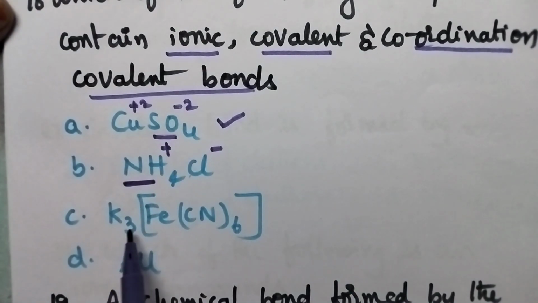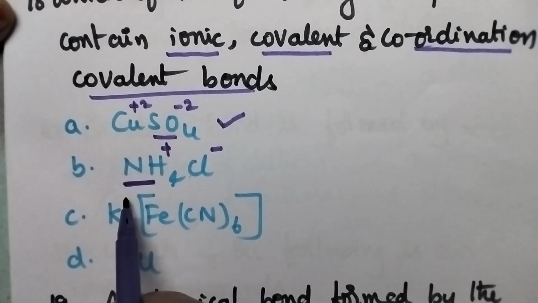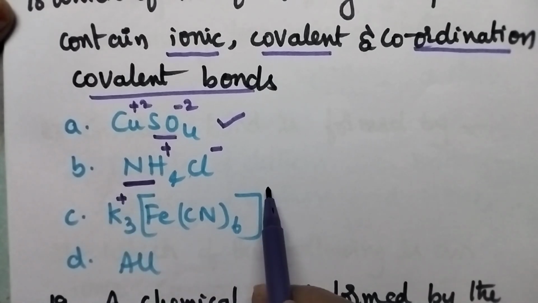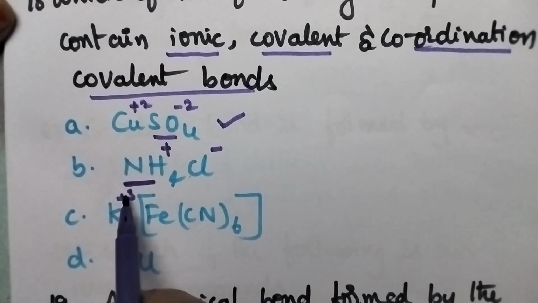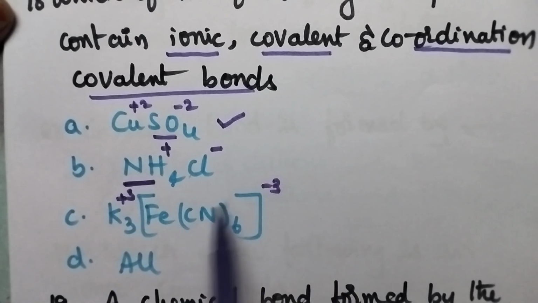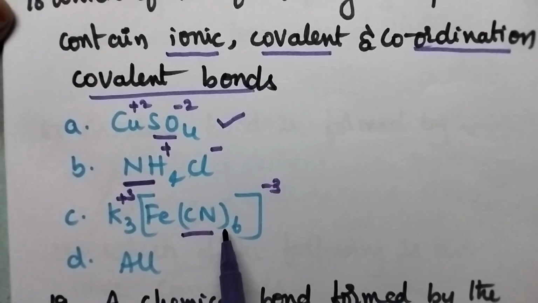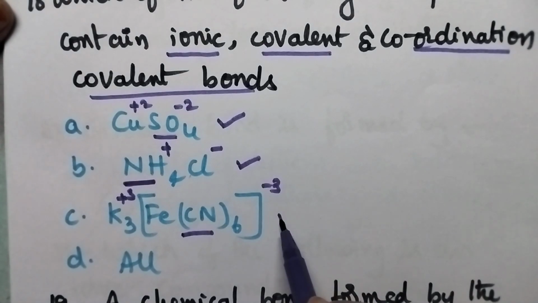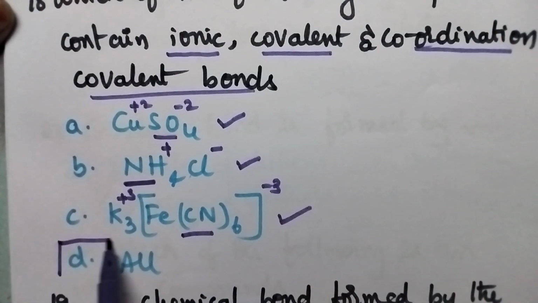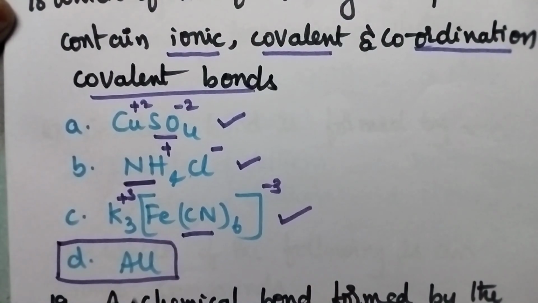Coming to potassium ferricyanide, in between potassium and this complex ion, always an ionic bond is present. In the cyanide ion, both covalent and coordination covalent bonds are present. So option D, that is all, is the right answer.